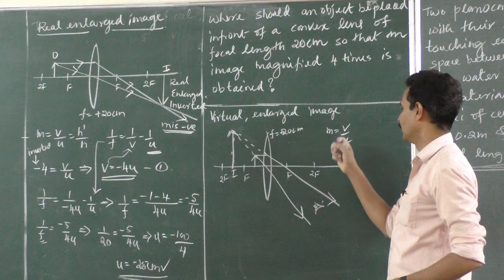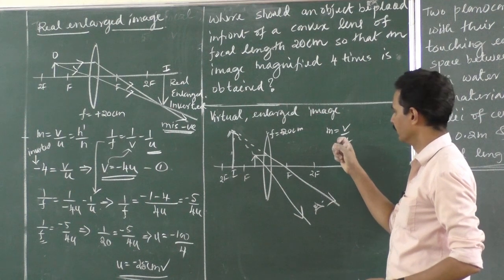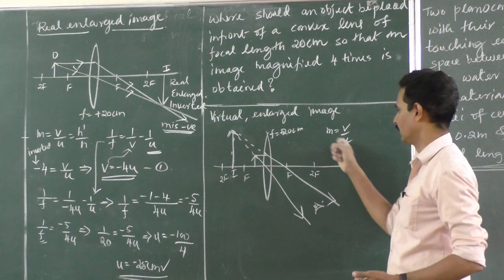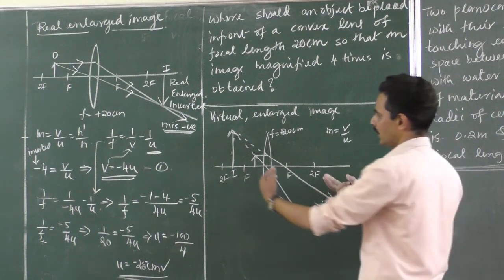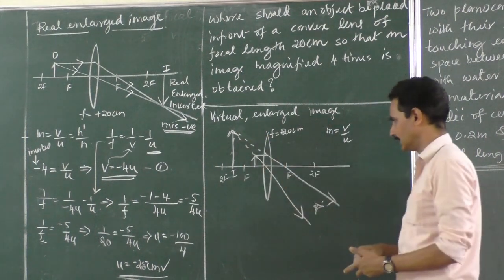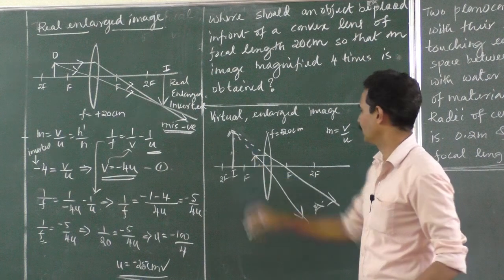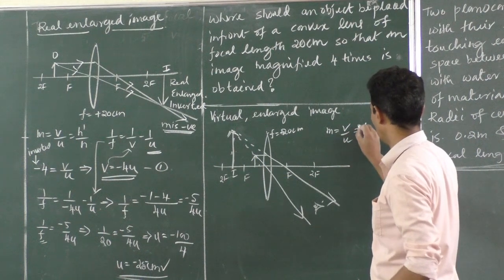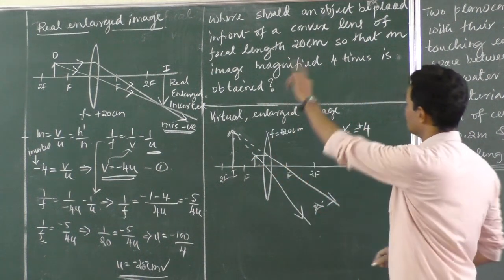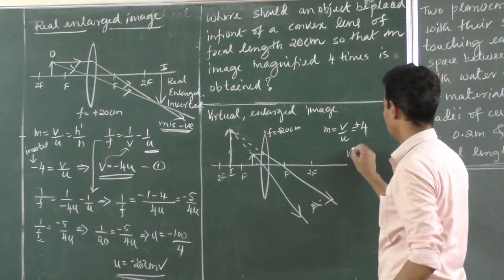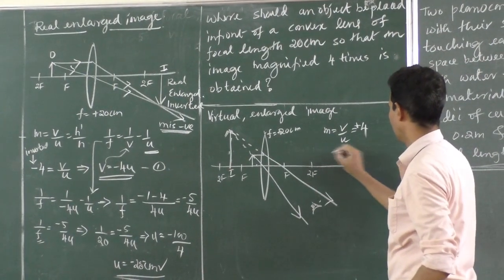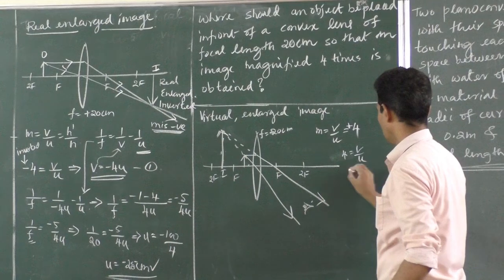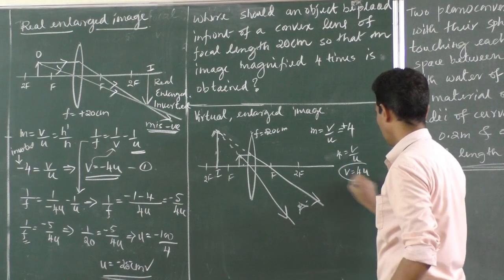If only V is negative or only U is negative, magnification will be negative. That means either object or image should be below the principal axis. Now both are above the principal axis. So shall I take it as plus 4? 4 times the image is formed. So what is V equal to? 4 is equal to V by U, V equal to plus 4U, one case.